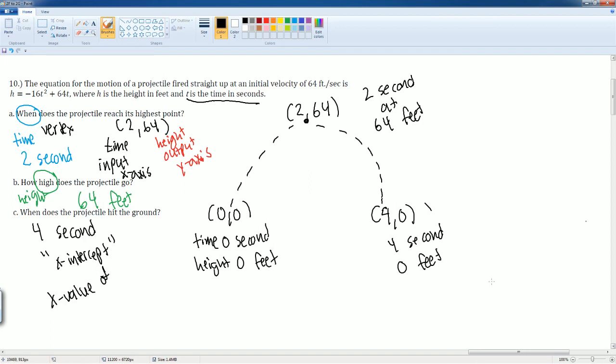There you go. Question 10 is a classic physics problem. If you're interested in physics and you like this question, you should consider taking physics. But that's it. That is 2F to 2G.